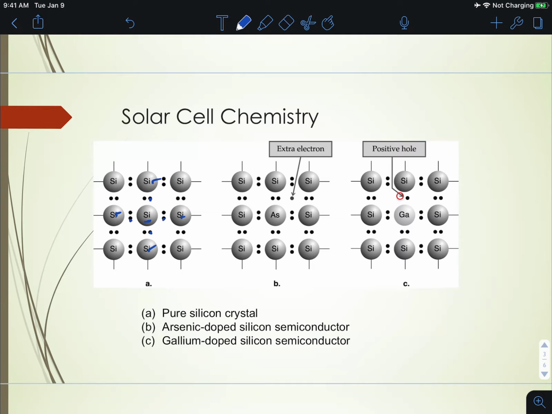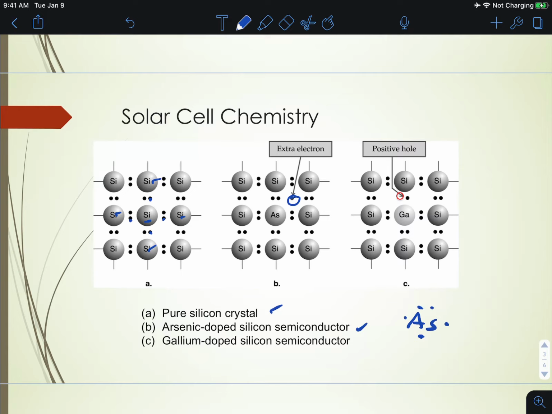Okay, so what we're going to do is something called doping, and that means that all we're going to do is replace some of those silicon atoms, just a small number of it throughout the crystal, with something that has more electrons than silicon. And arsenic is a perfect example of that. If you look on the periodic table, arsenic has 5 valence electrons, has an extra one. So now you have this extra electron here in the doped silicon crystal or semiconductor.